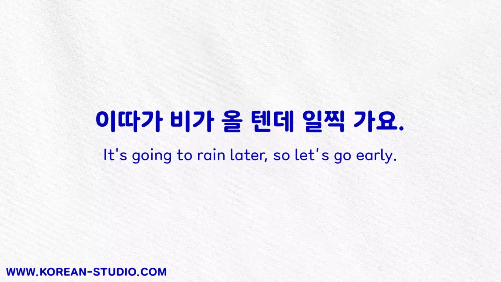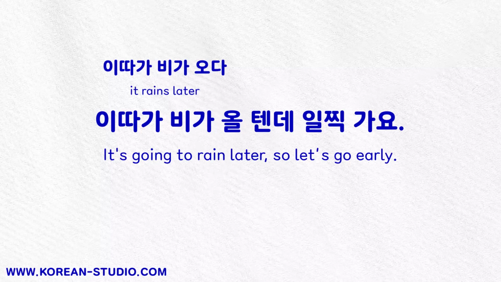So let's take a look at an example sentence where the second clause suggests an action based on the information in the first clause. 이따가 비가 올 텐데 일찍 가요. It's going to rain later, so let's go early. 이따가 비가 올 텐데 일찍 가요.